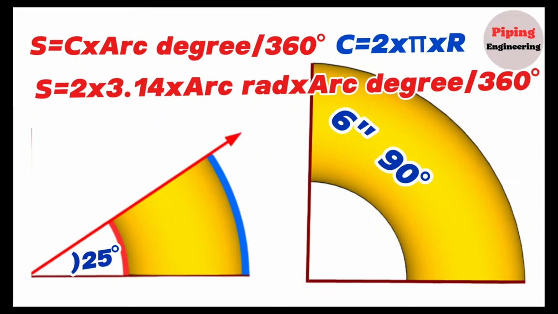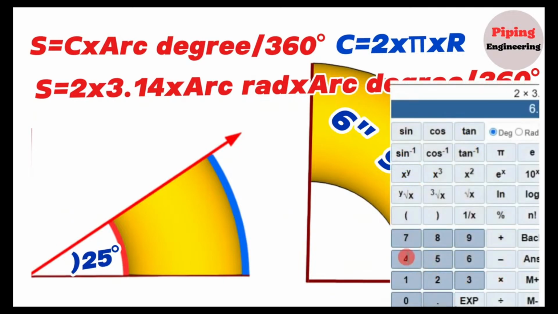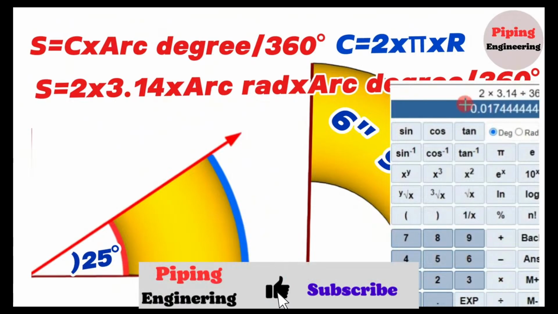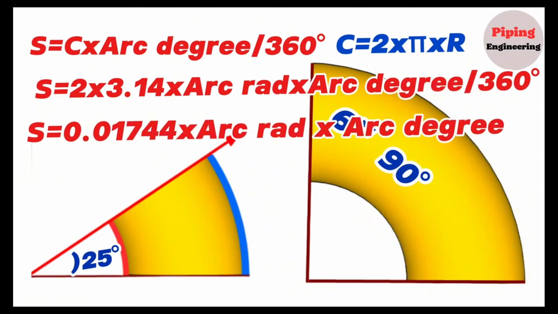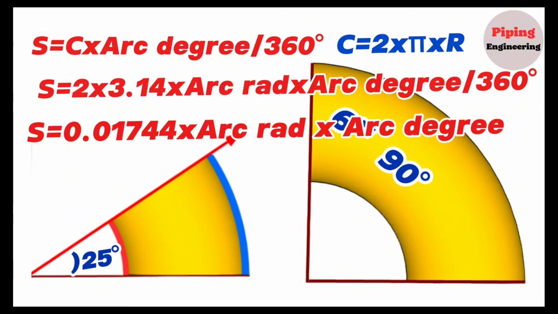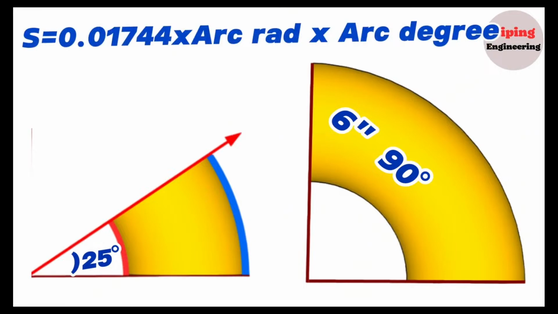Let's simplify this formula a bit. Multiply and divide the numbers known to us in this formula. Using the calculator, we find that 2 multiplied by 3.14 divided by 360 is equal to 0.01744. So the length of the arc, S, will be equal to 0.01744 multiplied by the radius of the arc and the degree of the arc. This formula can be used to find the length of arcs of any degree and any radius. Applying this method, we can calculate the lengths of the elbows cut at different degrees from the outside and inside.